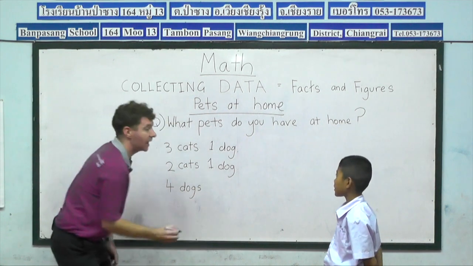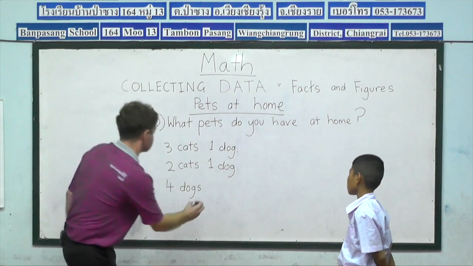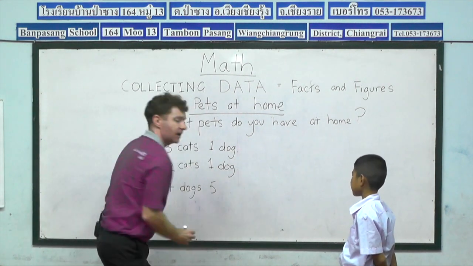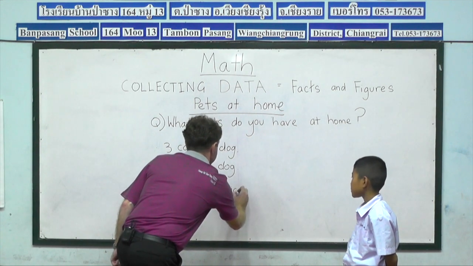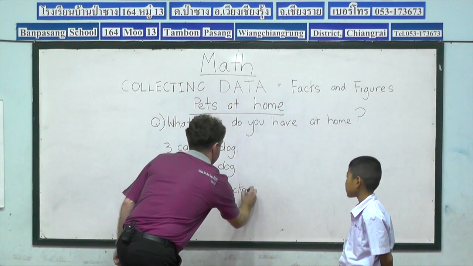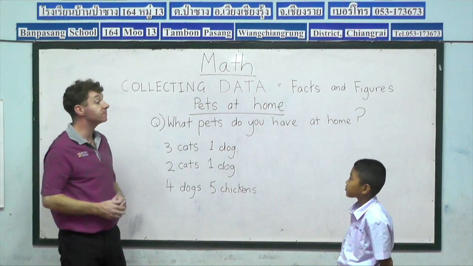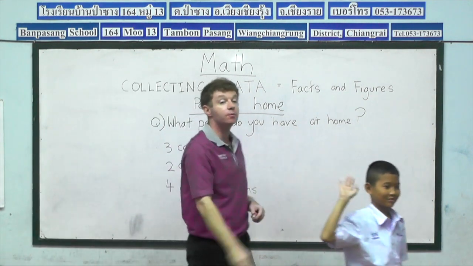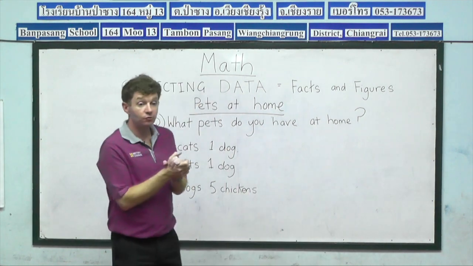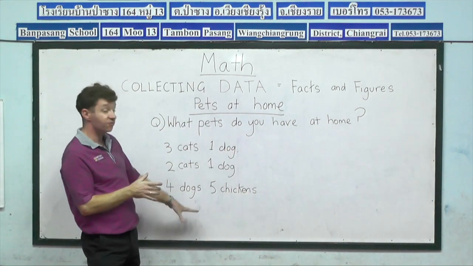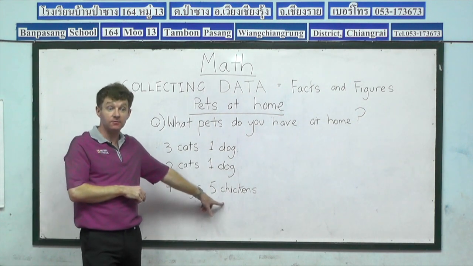Four dogs and five chickens. Five chickens. Wow. Four dogs. Five. How do we spell chickens, guys? C-H-I-C-K-E-N-S for plural. Pangpon, that's excellent. High five. Big round of applause for Pangpon. So you can see now the way we're beginning to form our data. We've mainly got cats and dogs, but now we've got chickens too.